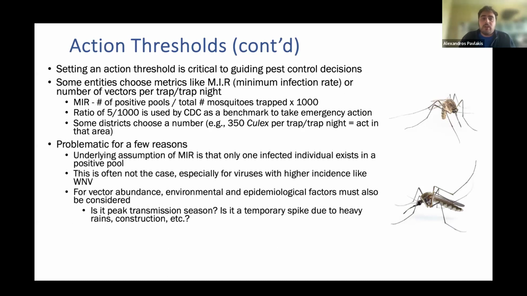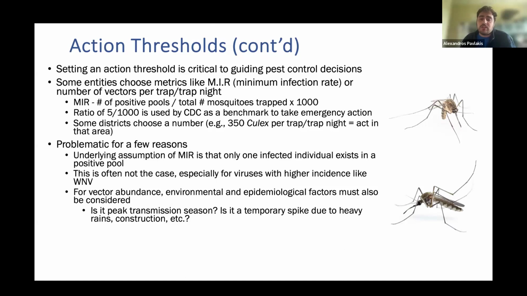And while these can be really good markers and something to utilize when you're making these decisions, they can be problematic for a few reasons. With MIR, the underlying assumption when you have a positive pool is that it counts as one individual. It can't differentiate if you have 100 mosquitoes in the pool or 5 mosquitoes in the pool, how many of those individuals were positive. So in the case of viruses with higher incidence like West Nile virus, you may be under-assuming the number of positive pools or positive mosquitoes you had.